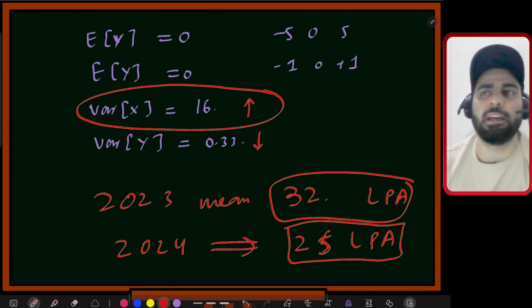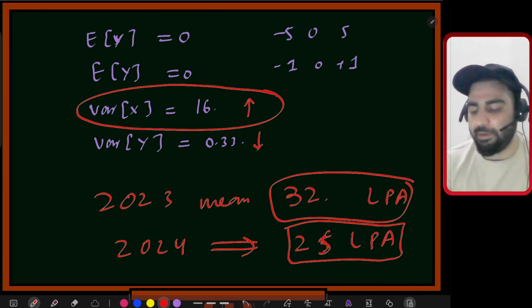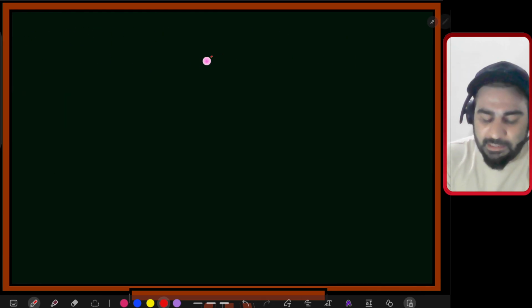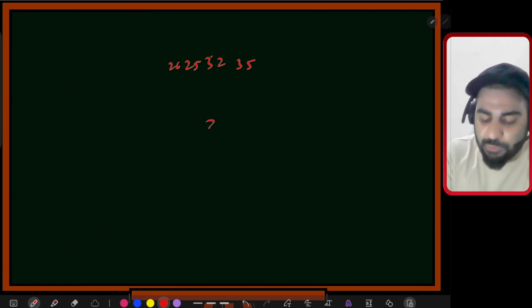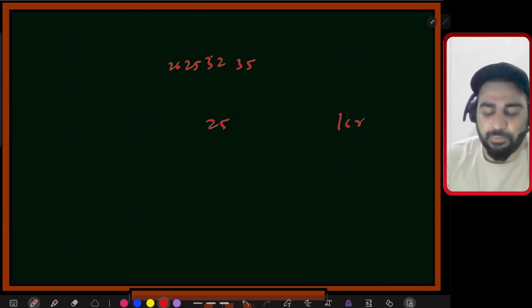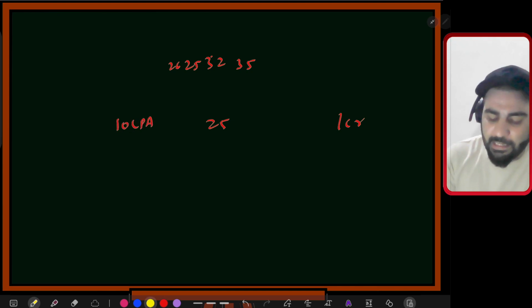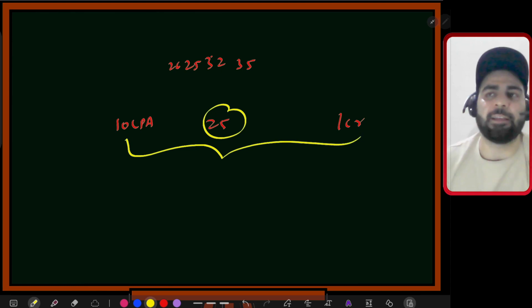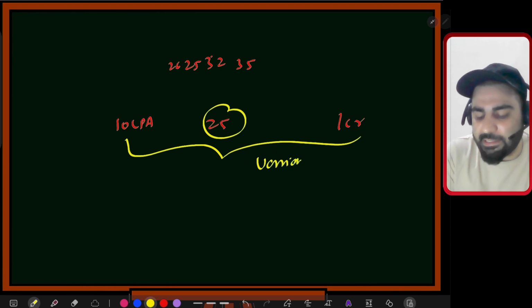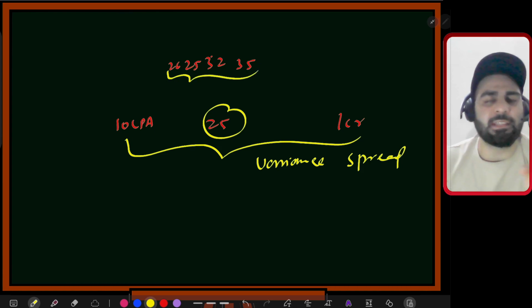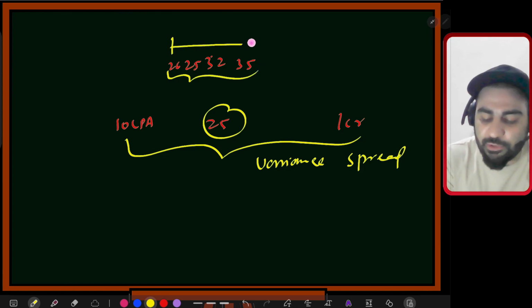But now you want to see, was there variability? How much variability was there? If all the people got salaries like 32, some got 35, some got, let's suppose, 25, 26. But let's suppose 25 is the mean, and somebody got 1 crore, and somebody got only 10 lakhs, 10 LPA. Then the average is only 25, but you see the variability is high. So volatility is very high. This is variable, so there we have high variance, high spread. And here, the points were concentrated only in a certain region. So here the spread was less.